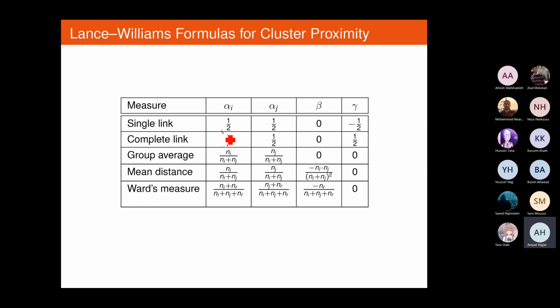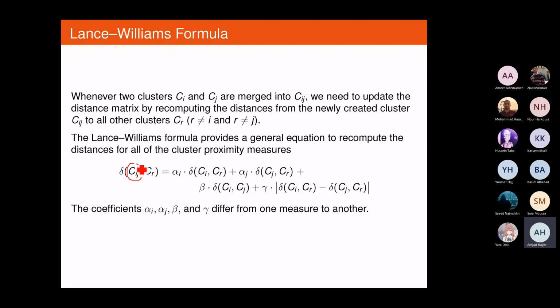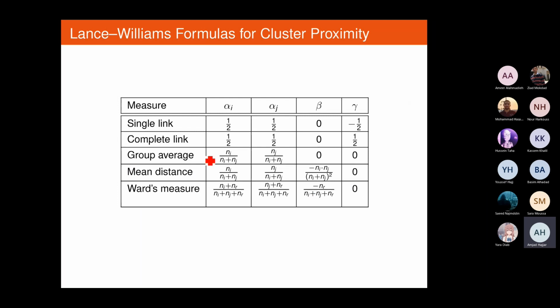For single link, alpha I is 1/2, alpha J is 1/2, and gamma is minus 1/2. For complete link they have their own parameter values. For group average, it is NI over NI plus NJ, where NI and NJ are the cardinalities of the two clusters that we have just merged together. All the parameters are calculated starting from them for the mean distance, Ward's measure and so on. So this is just a formula to speed up computing, but if you are working on an exercise in hand, I don't think anyone will really apply them. So consider it just as informative. You are not required to memorize them, just know that they exist as understanding.